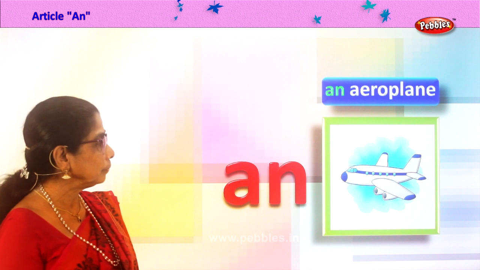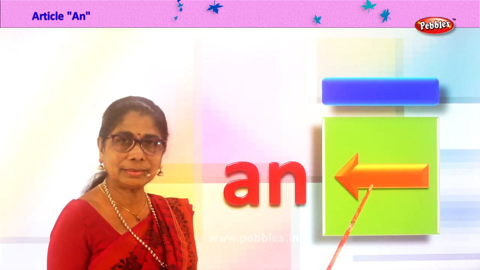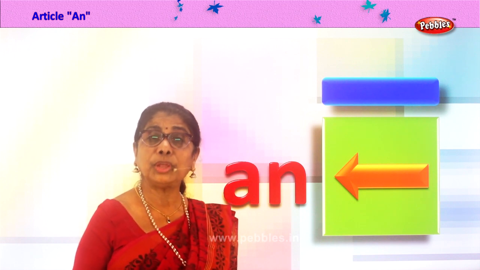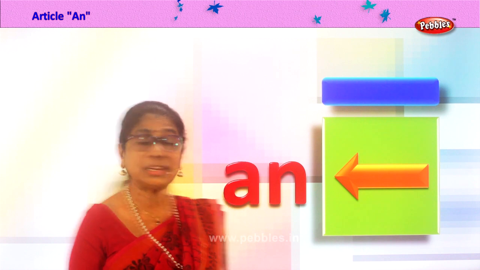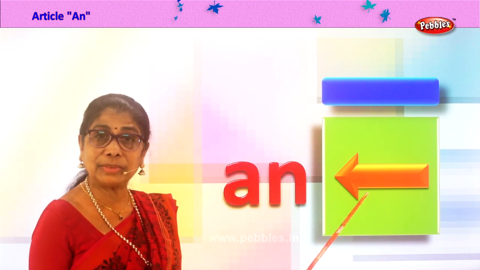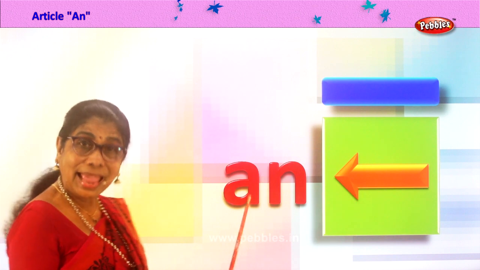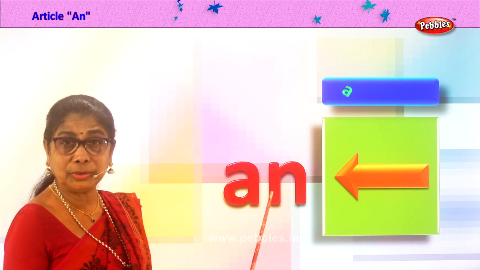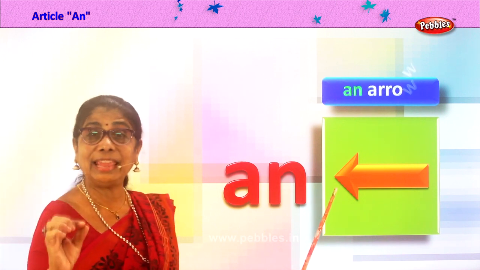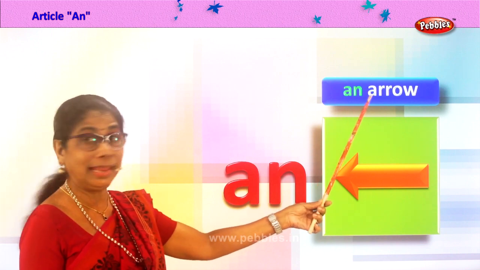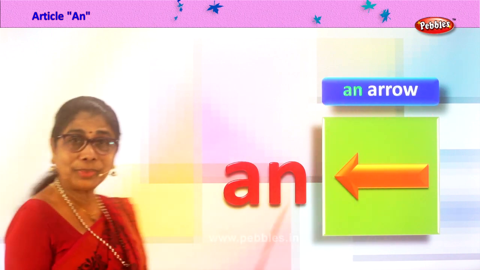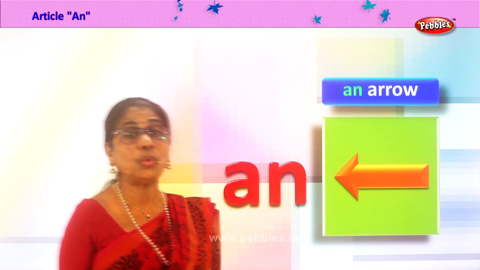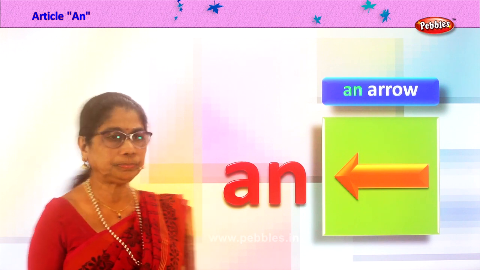Let's take our next picture. What is this? Arrow. Yes, you write and draw an arrow. Supposing you don't want someone to go the wrong direction, you draw the arrow. Arrow begins with letter A, vowel. So, an arrow. "An" is placed before arrow because arrow begins with the vowel A. Are you enjoying, children? It's very interesting, isn't it? Let's go on to our next picture.